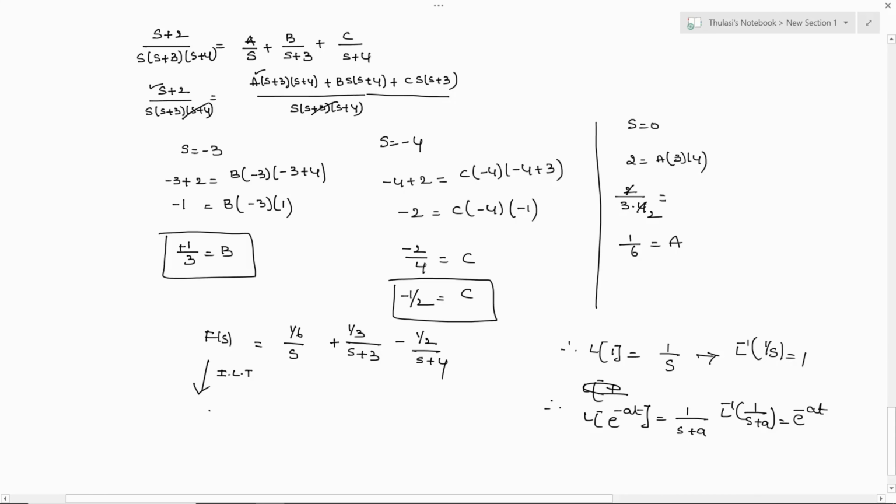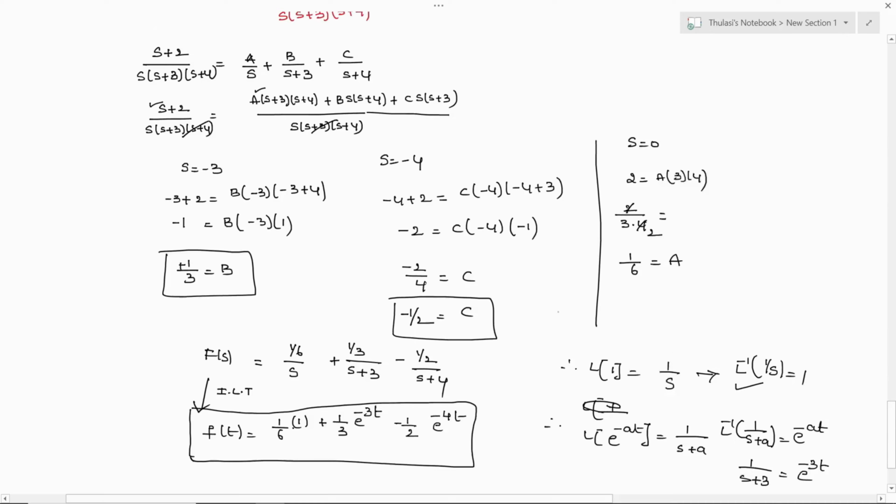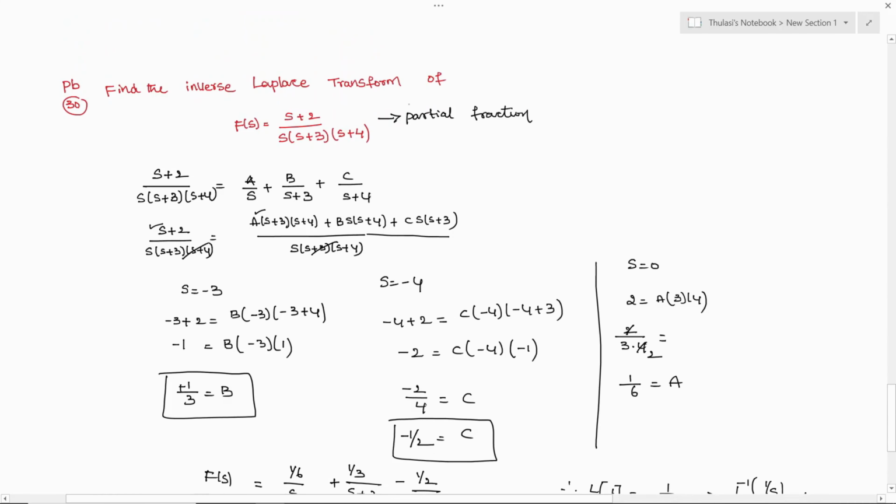When you apply inverse Laplace, you get f(t) equal to 1/6, which is a constant, times the inverse Laplace of 1/s, which is 1, plus 1/3 times e to the power minus 3t, since we have 1/(s+3). Next, minus 1/2 times e to the power minus 4t. This is the value we get when applying the inverse Laplace transform to the above equation. This is how to find the inverse Laplace transform of the given F(s).